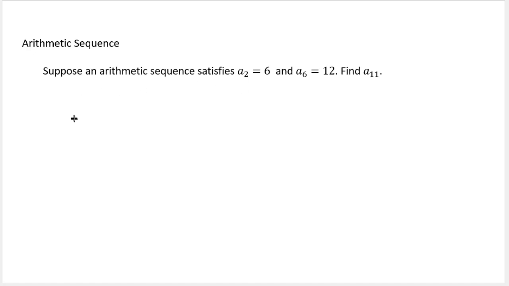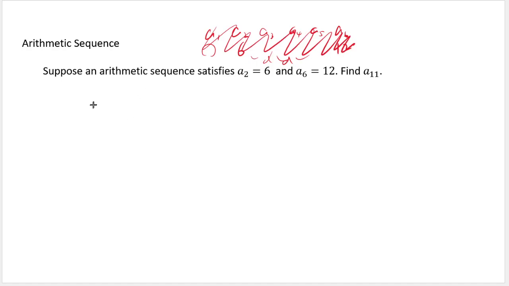Well, you can just start from A2, there's some A1, and put 6 here, then A3, A4, A5, and then put A6, and then since this is 12, you can kind of see how many d's are needed. So that's one way to do it, but let's just be more formal so that you don't get confused.